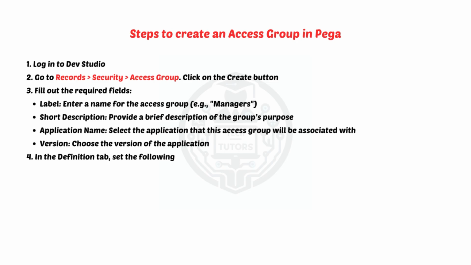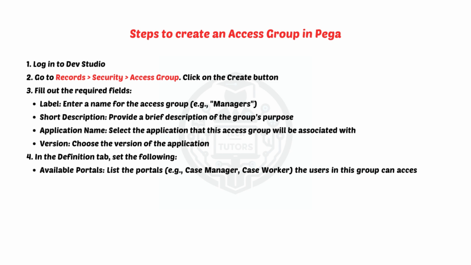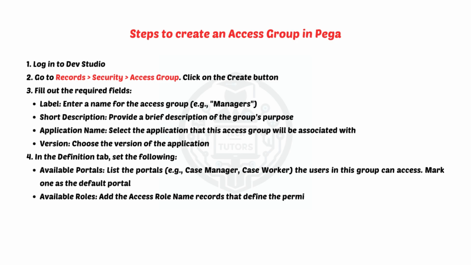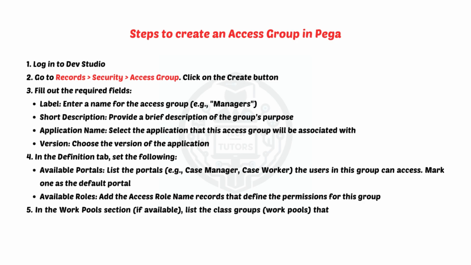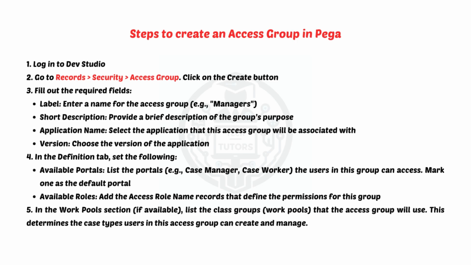Once you've entered this basic information, move to the Definition tab. Here, you'll add portals to the Available Portals section and designate one as the default for the group. Next, assign roles to the Available Roles section to determine what permissions users in this group will have. Finally, switch to the Advanced tab. In this section, define work pools to specify the types of cases that users in the access group can access. Once all the necessary information has been entered, click Save to finalize the creation of the access group. That's how you create an access group in Pega.